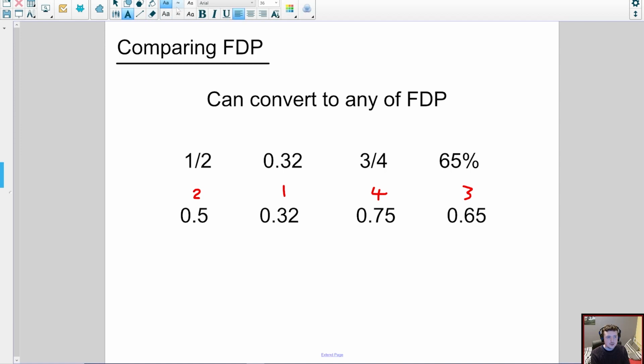To answer the question though, we have to put them back in the order that they gave us and in the form that they gave us. And some people do forget that. So this has got to be 0.32, then it's got to be a half, then it's got to be 65%, and then it's got to be 3/4. So your answer should look like this. They should look in the same way that they gave them to you. Even if you converted them all to decimals, put them back into their right form or their original form to actually answer the question. And so that would be my answer to this question.